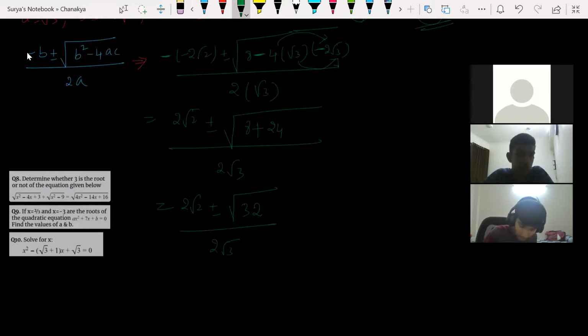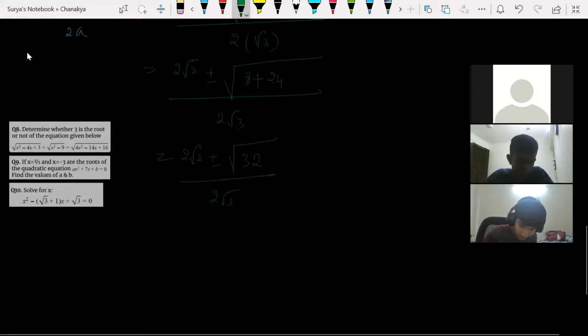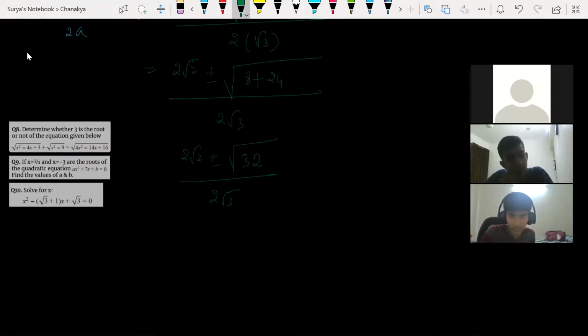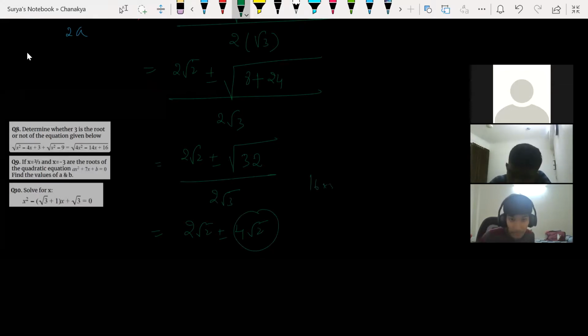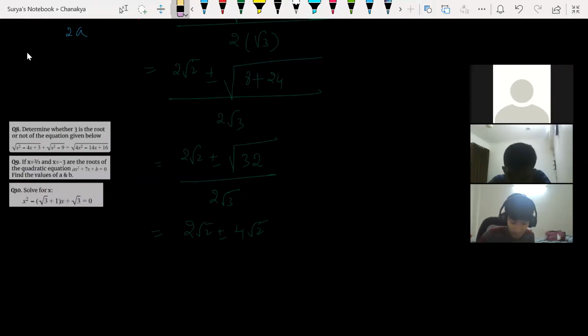So 32 can be written as how? 4 root 2. Plus or minus 4 root 2. Can I write 4 root 2? See here. Yes or no? Yes, sir. 4 root 2. So if I do square for this, again I'm going to get 16 into 2. So the square root of 4 root 2, right? Square root of 4 square we have here, divided by 2 root 3.